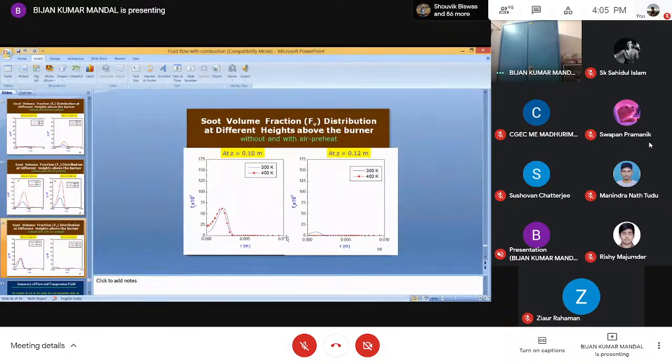But when you go for Z is equal to 10 centimeter, you can see now they are comparable, and at Z is equal to 12 centimeter, there is no soot in the preheated air, but there is some soot in the other case, because this value is beyond the flame length of this preheated air, and that's why no soot is available.